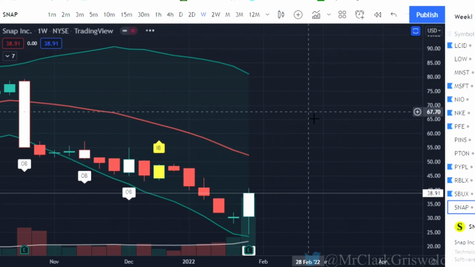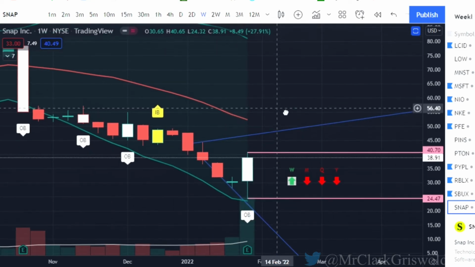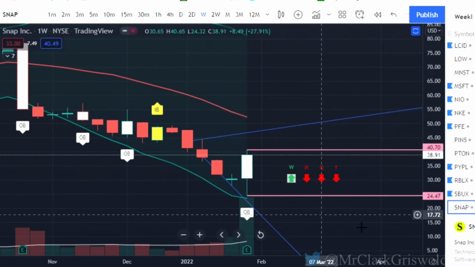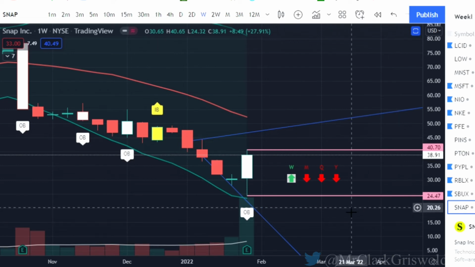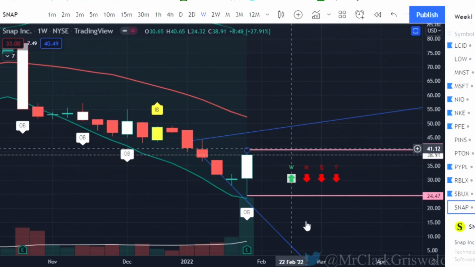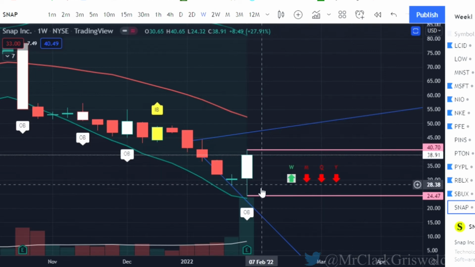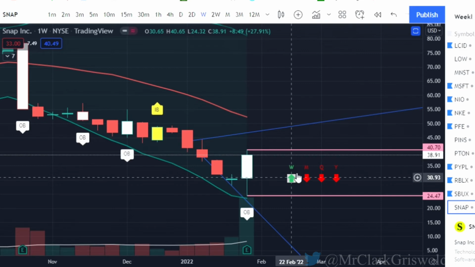SNAP, that's Snap, outside bar, calls at $40.70, puts at $24.47. And again, outside of this week, which is currently green, we have the month, quarterly, and yearly are all red. So this goes red. We're looking for puts here.